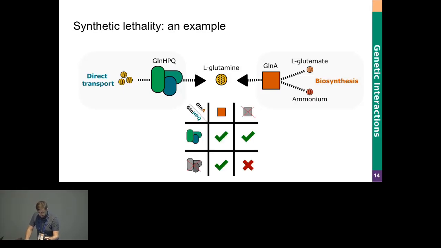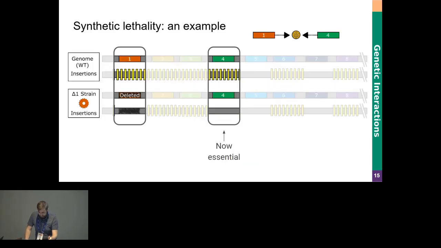Both components, transport and biosynthesis, can be deleted individually without affecting the cell's viability. However, knocking out both components simultaneously leads to non-viability. In a TIS experiment, this would be reflected in the data like this. Gene number 4 becomes essential in a strain lacking one of the two components.